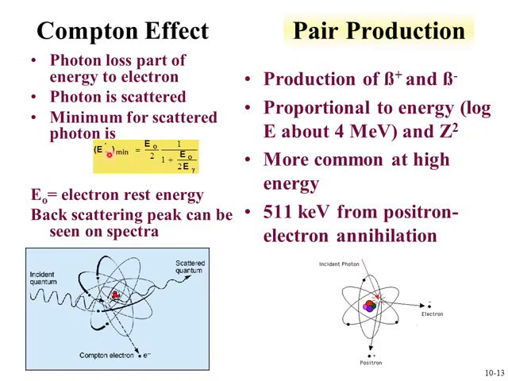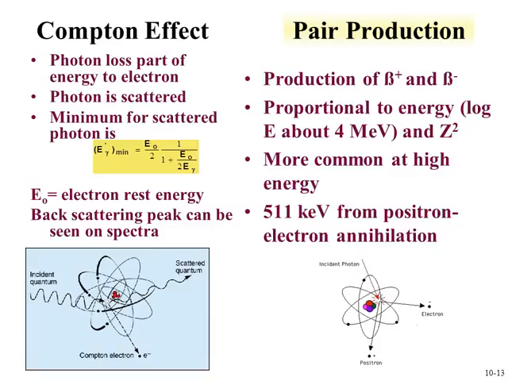There's a relationship between the energy for the photon and the electron rest energy. So we can talk about the electron rest energy and the photon energy, and that'll give us some minimum for the scattered photon energy. It's also possible to observe a backscattering peak from this Compton effect. Compton effects are often seen in gamma detectors, where you'll see counts above the background that are at energies below a main photopeak.